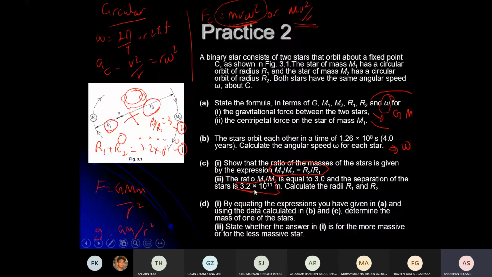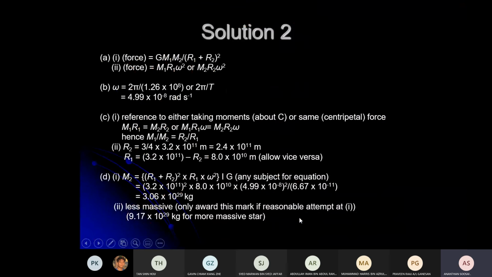And finally, by equating the expression you are given in part A, using the data, calculate B and C, determine the mass of one of the stars. You know R1 and R2 already. They want the mass of one of the stars. How do you get it? Equate with the gravitational force. See, m r omega squared, M1 R1 omega squared, M2, M1, massive stars. So use the gravitational field strength to calculate it. M2 is this, using the ratio. Get the answer.